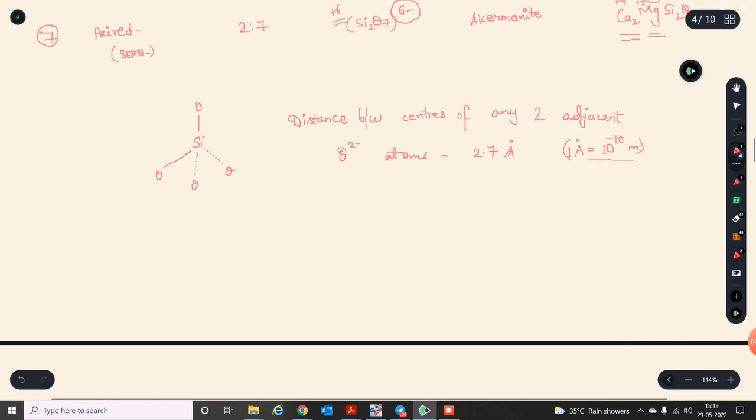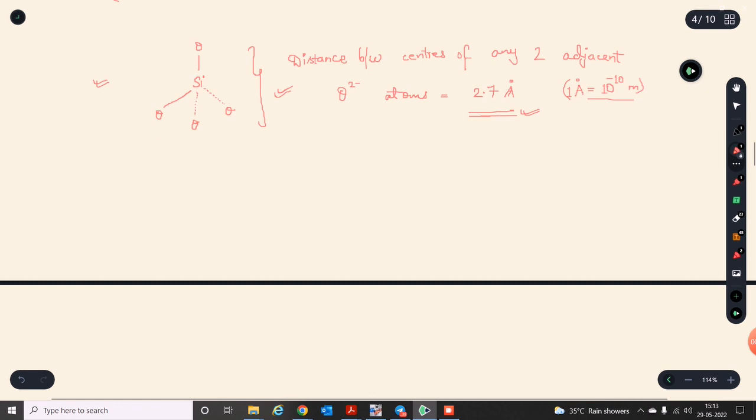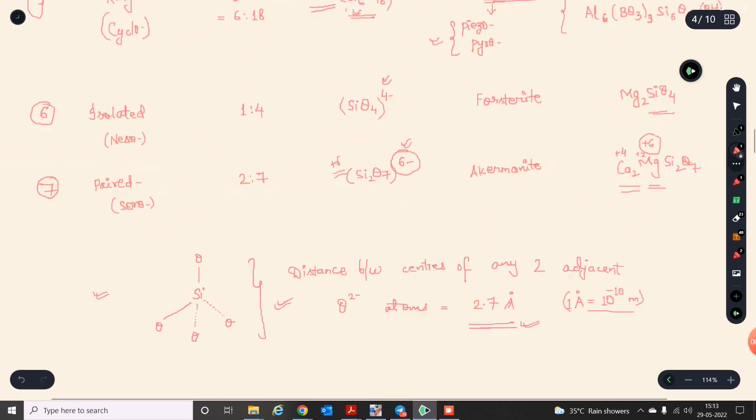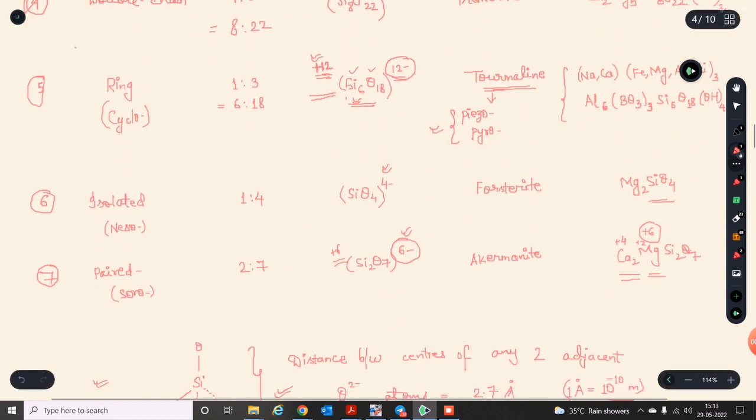So this arrangement is basically universal, that in any SiO4 tetrahedra, you will find the distance between centers of any two adjacent O2 minus atoms as 2.7 angstrom. But when it is polymerized, when it is forming different kinds of structures, there are pressures on O atoms to complete the structure, to have a stable structure. So this distance may vary then. But in a single SiO4 tetrahedra structure, this 2.7 angstrom is the universal one. Again, I will just mention a few more names. Nesosilicates are also known as orthosilicates.